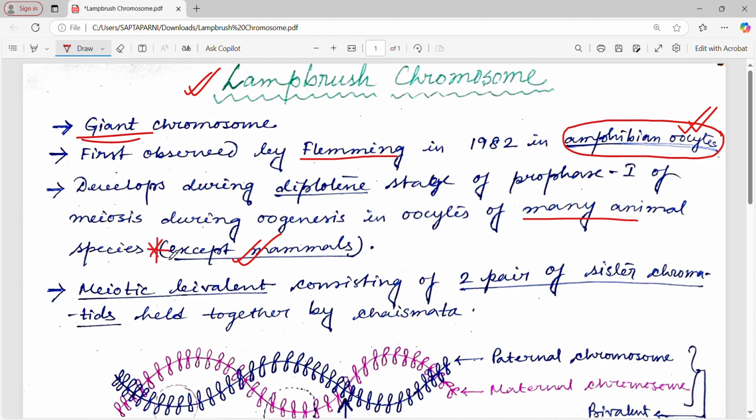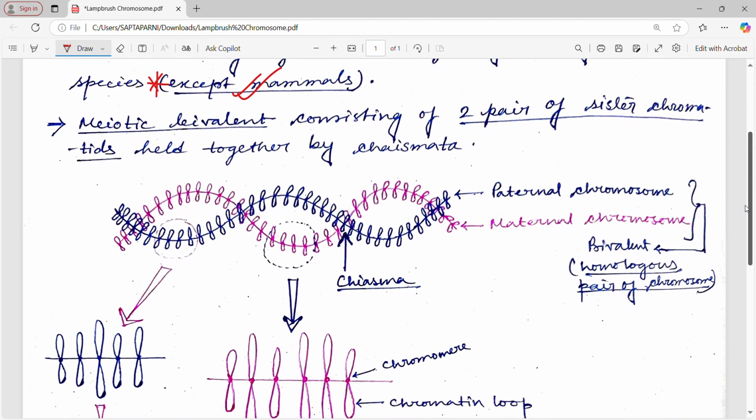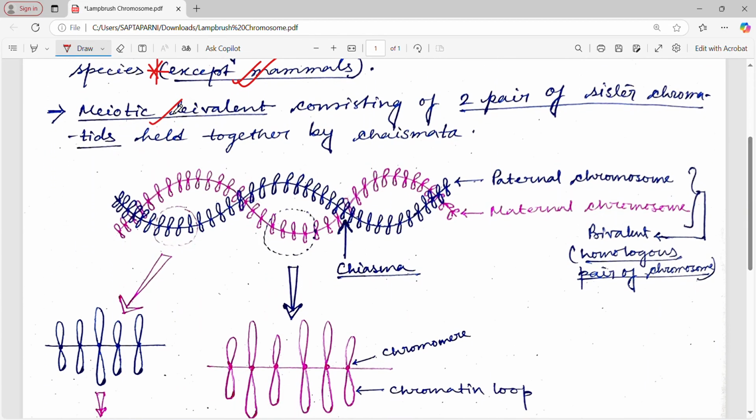Now, another question that may come to your mind is during which stage of the cell cycle this chromosome can be seen. So this chromosome can be seen during diplotene stage of prophase 1 of meiosis in the oocyte. So during oogenesis, this is seen during diplotene stage of prophase 1 of meiosis. Now, this Lampbrush chromosome is actually a meiotic bivalent. Now, what does the word meiotic bivalent mean?